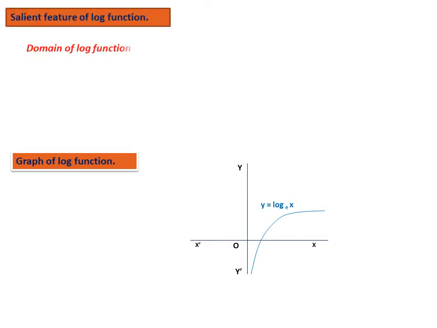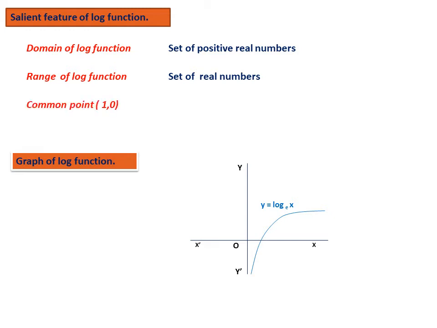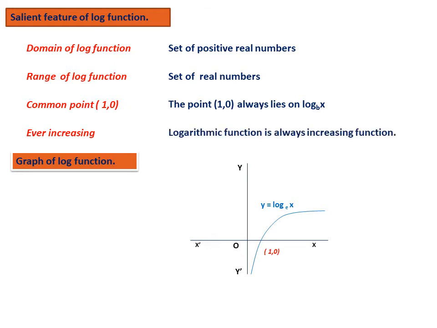Now the salient features of the log function you can list like this: the domain of the log function is the set of positive real numbers, that is R plus. Then the range of the log function is the set of real numbers, that is from minus infinity to plus infinity. Then the common point is (1, 0). That is, (1, 0) always lies on the curve, and it is always increasing. So the logarithmic function is always an increasing function. These are the important features of the logarithmic function.